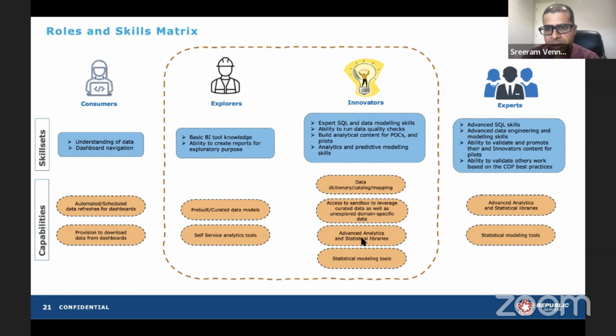And experts are sitting within the IT organization. They are the enablers of the data platform. They work across different roles and user groups, combine all the information and productionize or operationalize a particular product, be it a product that is being done by innovators or explorers. So experts are the ones who are operationalizing a data product and also managing and monitoring that particular product.